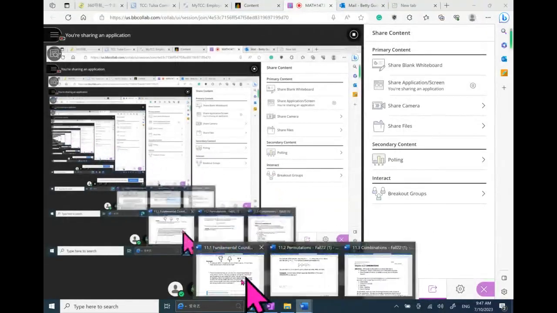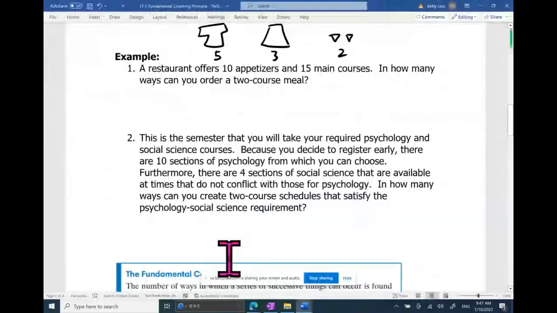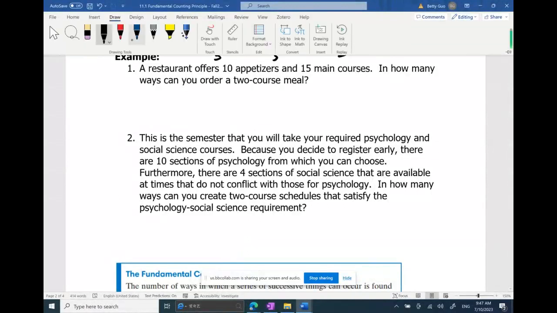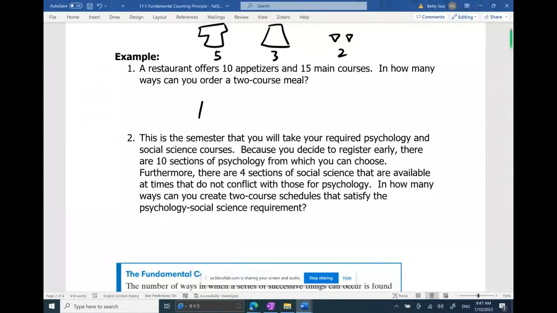Your task has 2 parts or 2 steps. Let's say you order the appetizer first, and you have 10 options. Fundamental counting principle, so we're multiplying, not adding. And the second part is you choose the main course. You have 15 options. Simply just multiply them together, 150. You have 150 different ways to order a 2-course meal.